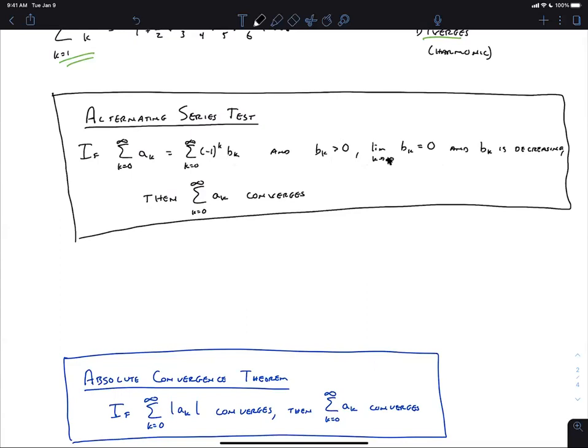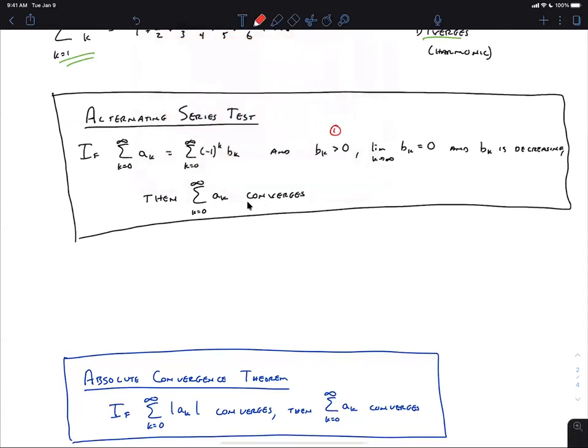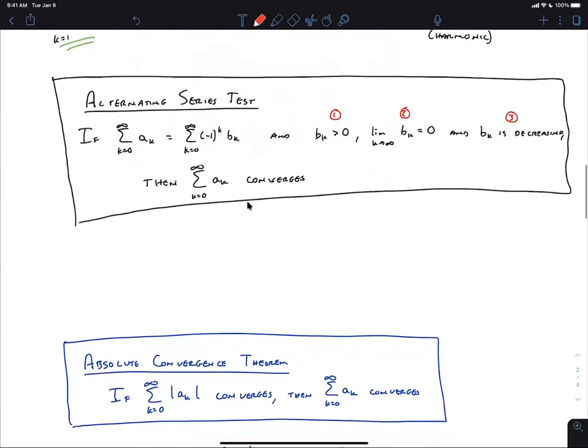Okay, and then you have these other 2 conditions that b_k has to go to 0 and b_k has to be decreasing. We're going to go through those. If those things are true, so if it's really alternating, the limit of b_k is 0 and b_k is decreasing, then the alternating series a_k converges. It does not say b_k converges, but a_k does. So there are 3 conditions to show. First, b_k is greater than 0. Second, the limit of b_k is 0. And third, b_k is decreasing. If those 3 things are true, then the alternating series converges.